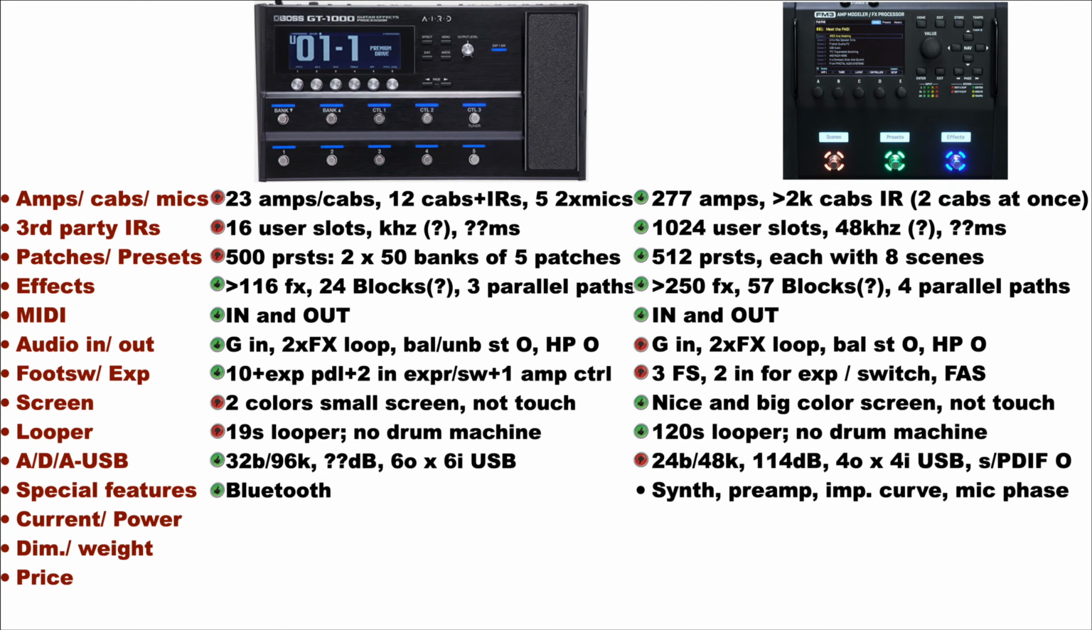Then we have the power needs, where the FM3 has an internal PSU and the GT1000 needs 9V at 1200 mA. So I would give a thumbs down to both of them, as it is difficult to use our normal pedal power adapters, and neither of the two offer power out to feed external effects.